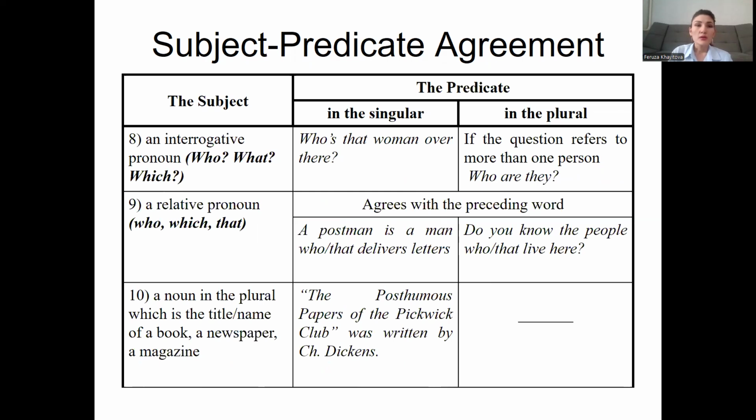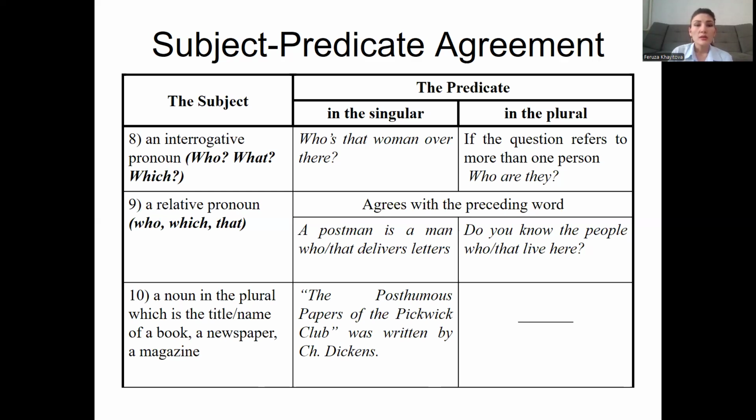Next, an interrogative pronoun: who, what, which. A relative pronoun: who, which, that. For example, "Who's that woman over there?" In the plural, if the question refers to more than one person: "Who are they?" It agrees with the preceding word. "A postman is a man who or that delivers letters. Do you know the people who or that live here?"